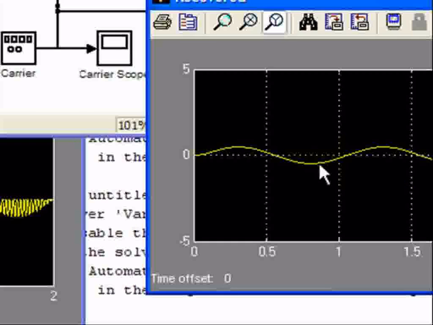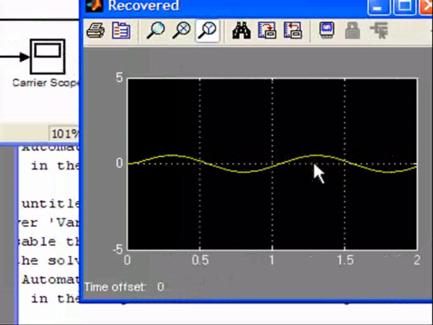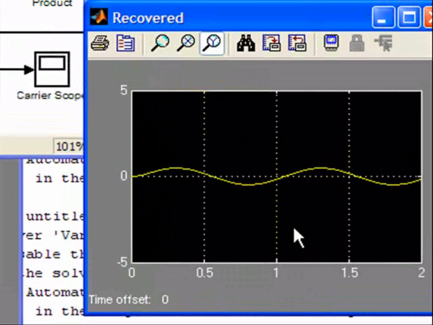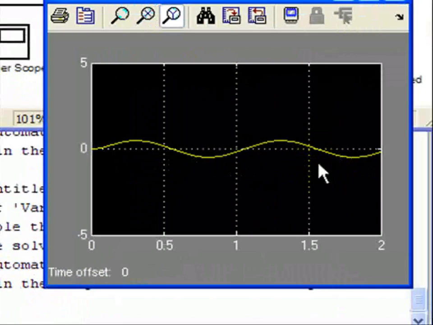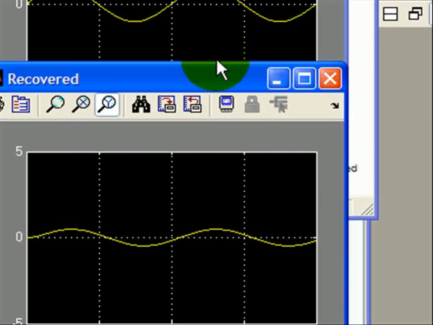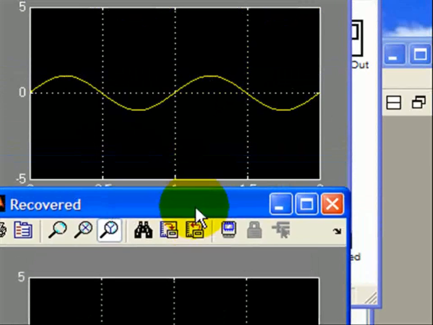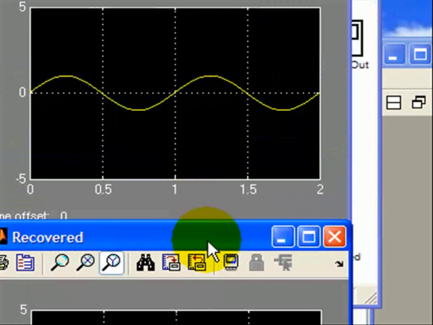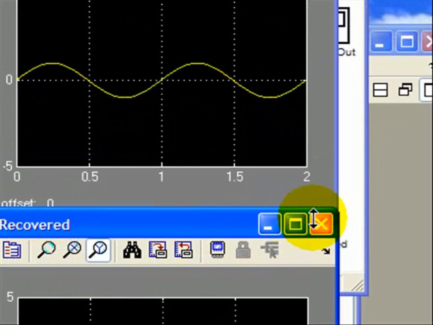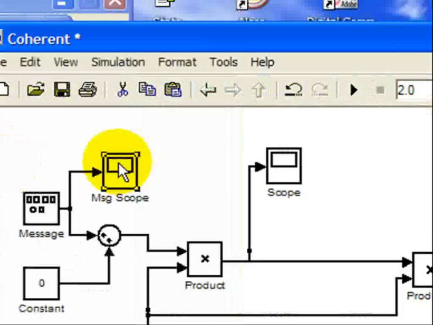And you can see it's at the same frequency with a slightly lower amplitude. For the lower amplitude, we can always use an amplifier to amplify this signal. All right, so it's just a scaled version of your original message. And that's it for synchronous detection for the sine wave. We can change the message to a square wave.